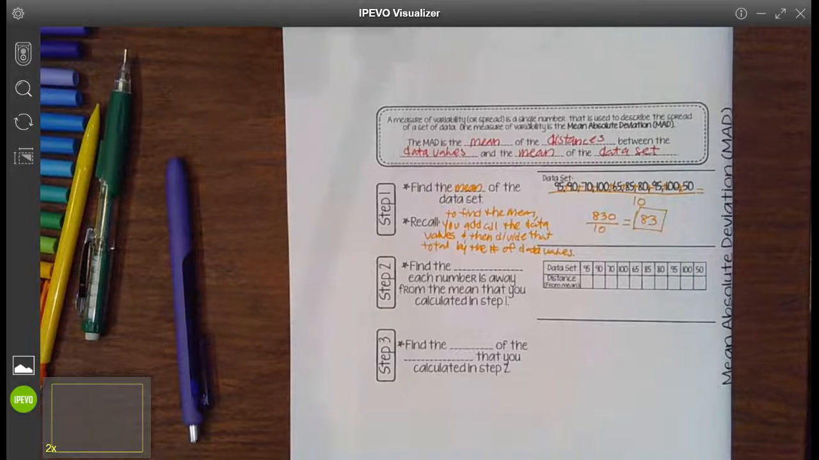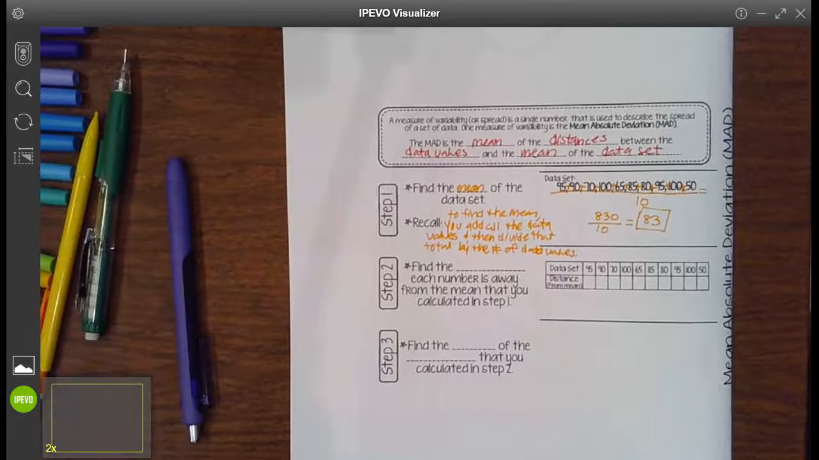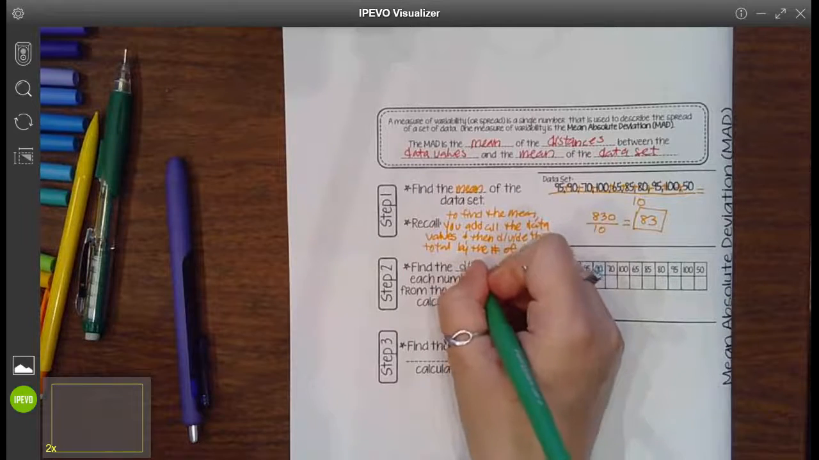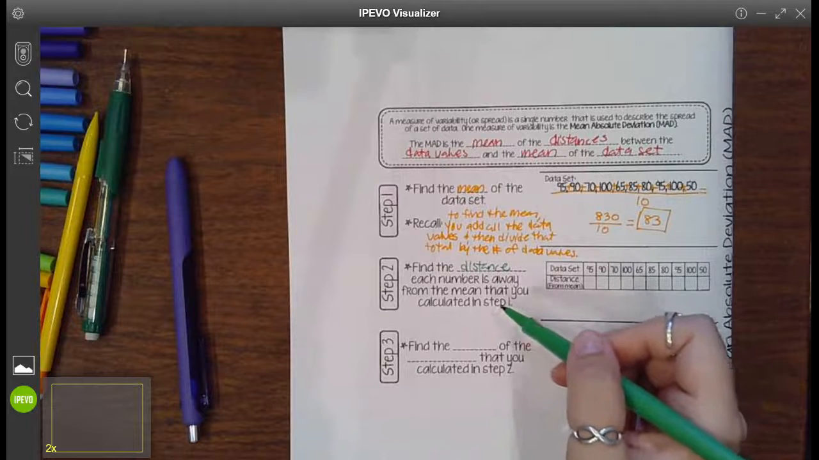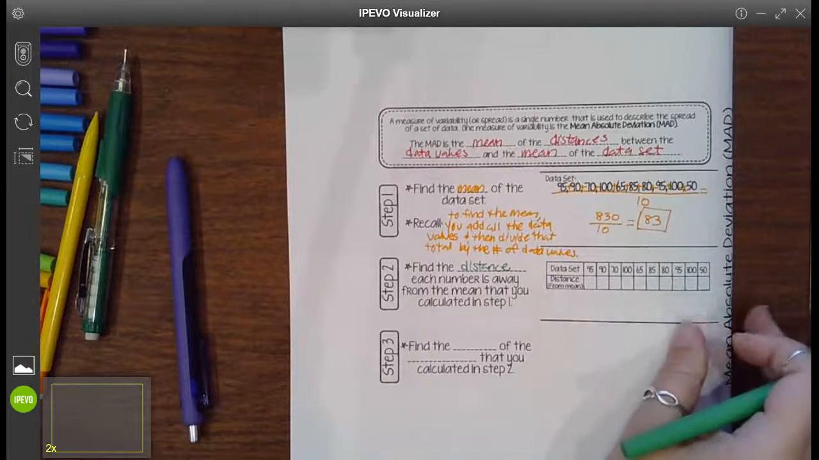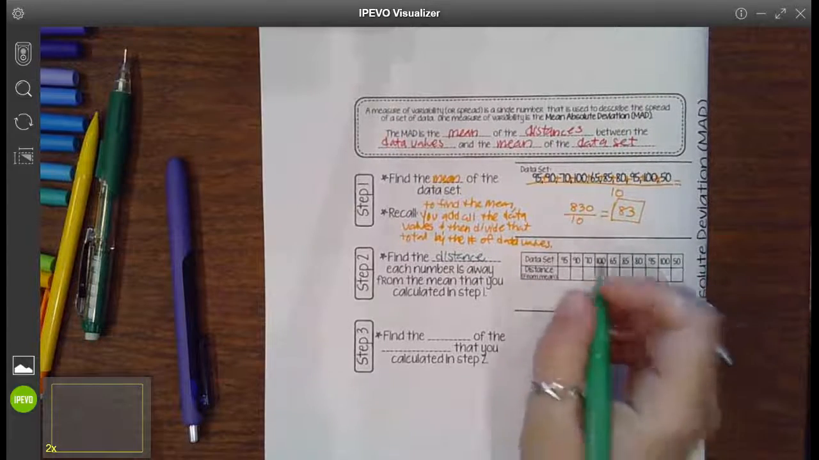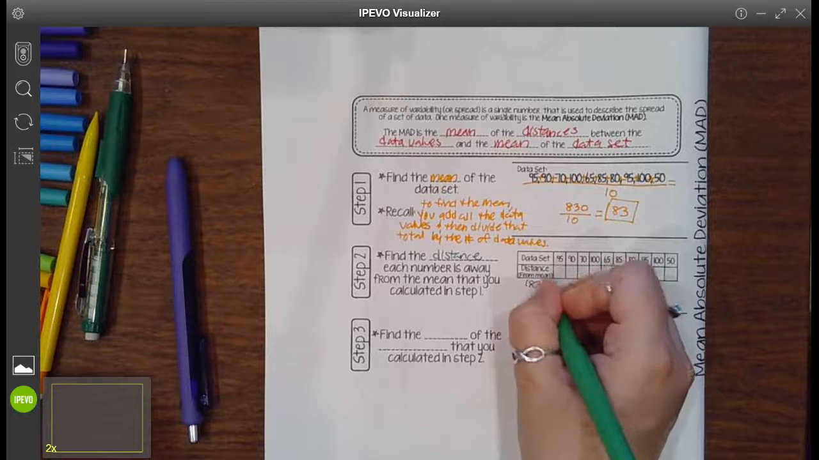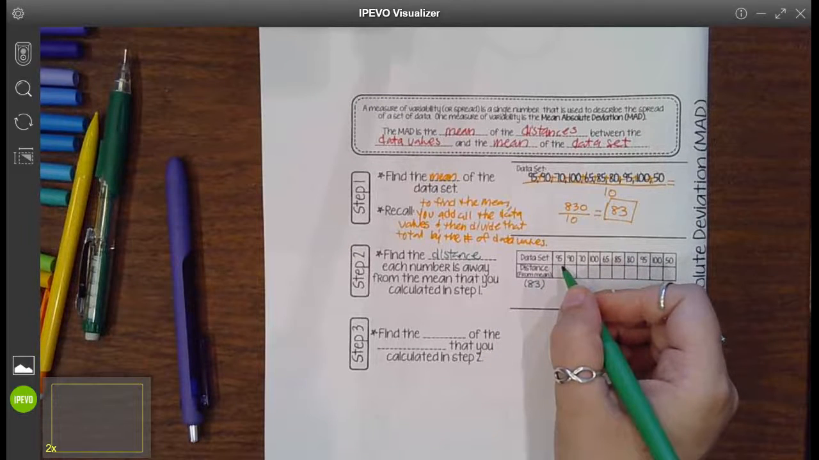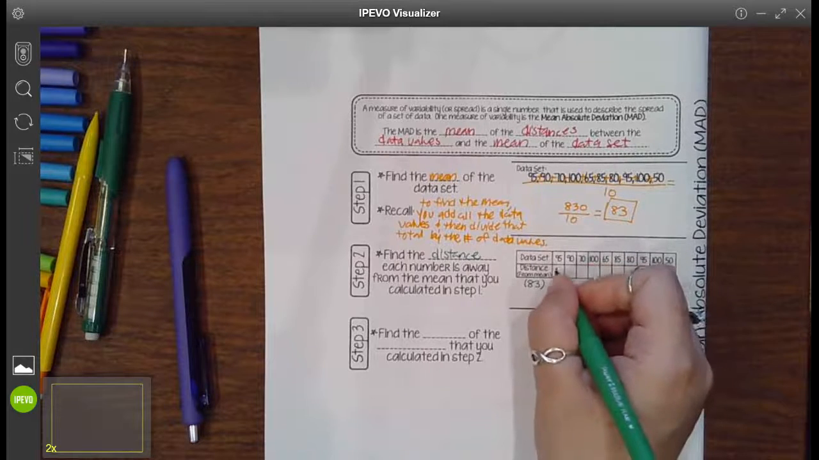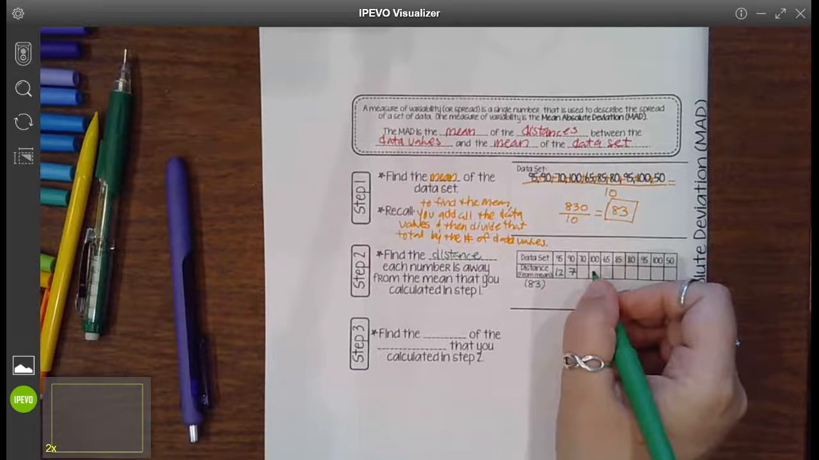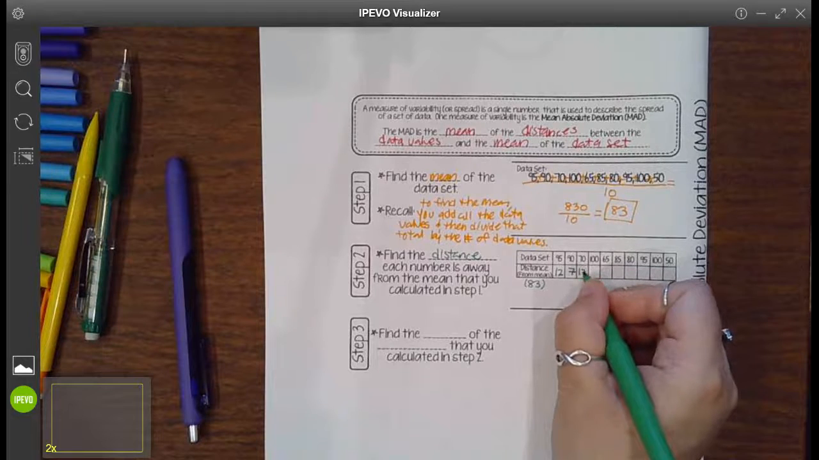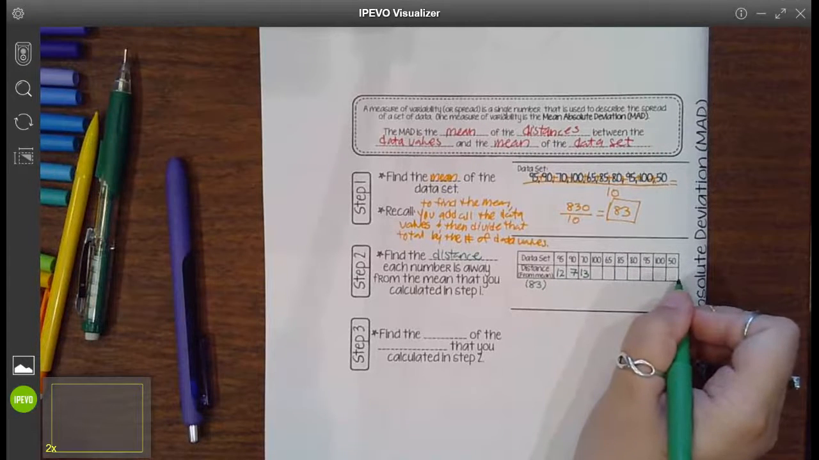Okay. After you find the mean, you want to find the distance each number is away from the mean that you calculated in step 1. So the distance from the mean, which we said was 83 up above, right? What's the difference between 83 and 95? Subtract those, you get 12. What's the difference between 83 and 90? 7. The difference between 70 and 83 is 13. I hope you're seeing a pattern. If you want, you can pause it and try those.